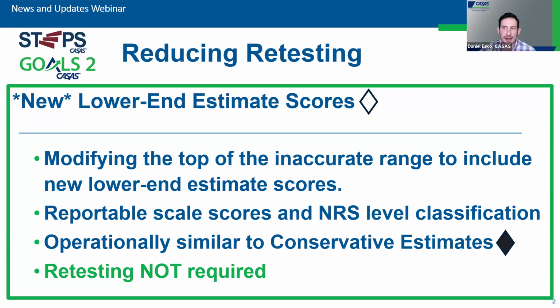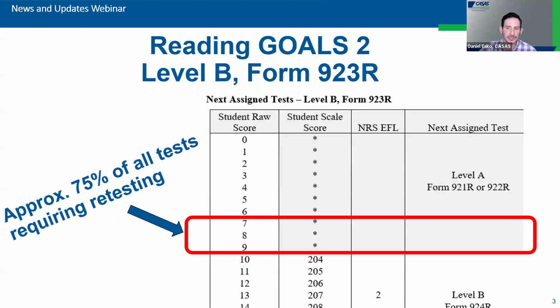But I do want to drive home the point that retesting is not required for these new lower end estimate scores. It is an acceptable scale score. So just to illustrate quickly, this is a Reading Goals 2 level B form. This is the current scoring table. So you can see that if a student were to score 0 through 9, they would get an asterisk instead of a scale score, and they would be required to retest right away if you wanted to get a valid score.